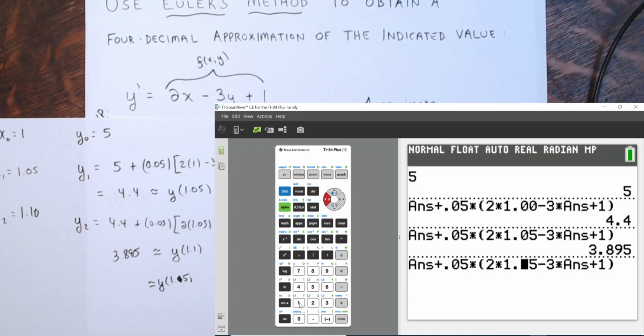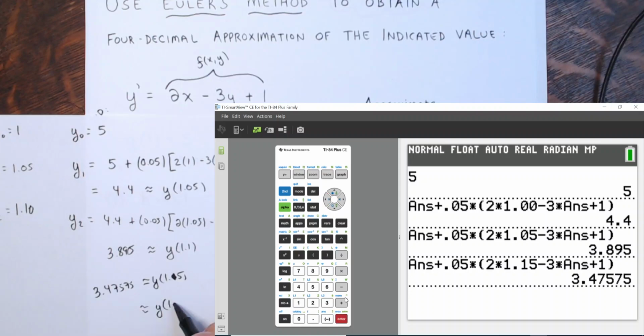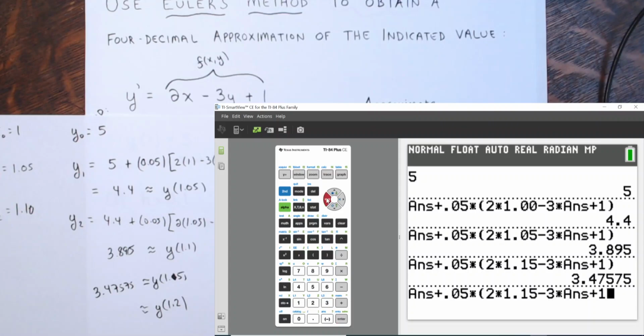getting 3.47575. And then finally, one more step, I'll get the approximation of y at 1.2, which is what we were asked for. So again, second entry, and change my previous x 1.15 to 1.20.